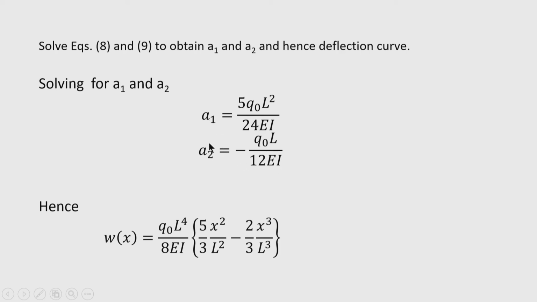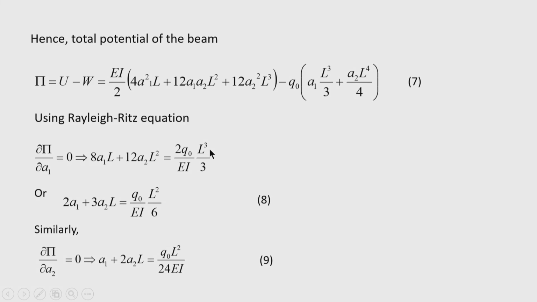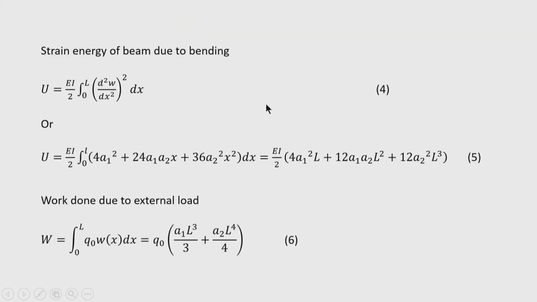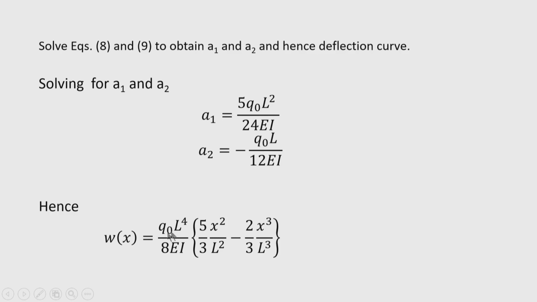Substituting a1 and a2 in the expression for deflection that we assumed previously, equation number 1 in this problem, and arranging this, we can now write the expression of deflection in terms of this: q naught L to the power 4 divided by 8 EI, bracket, 5 x square by 3 L square minus 2 by 3 x cube by L cube.